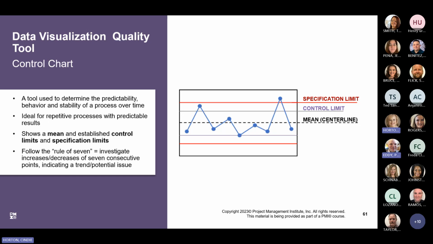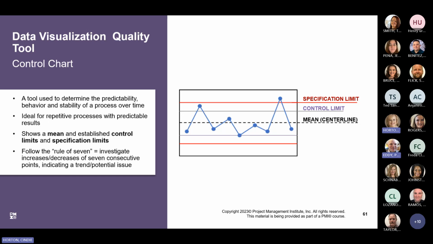The specification limit is the area on either side of the center line or mean of data plotted on a control chart that meets the customer's requirements for a product or service. This area may be greater than or less than the area defined by the control limits. The control limit is the area comprised of 3 standard deviations on either side of the center line, which reflects the expected variation in the data.